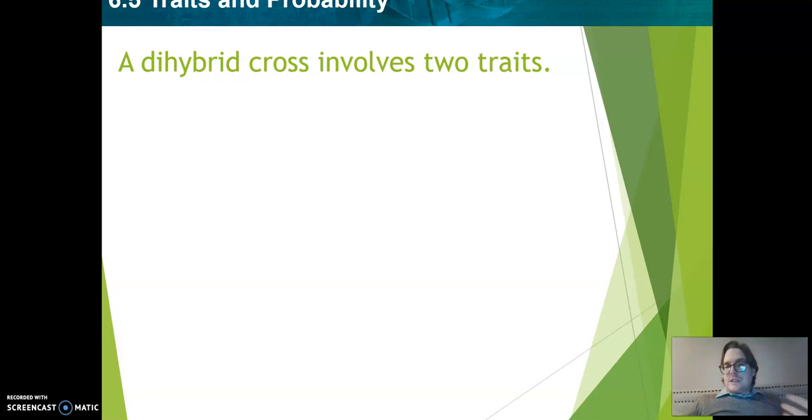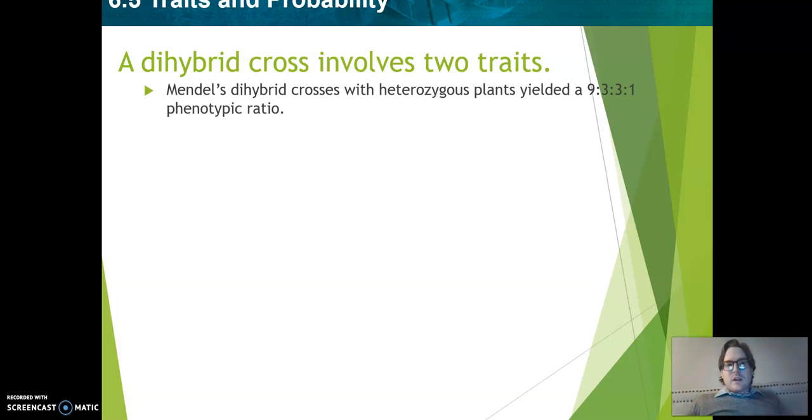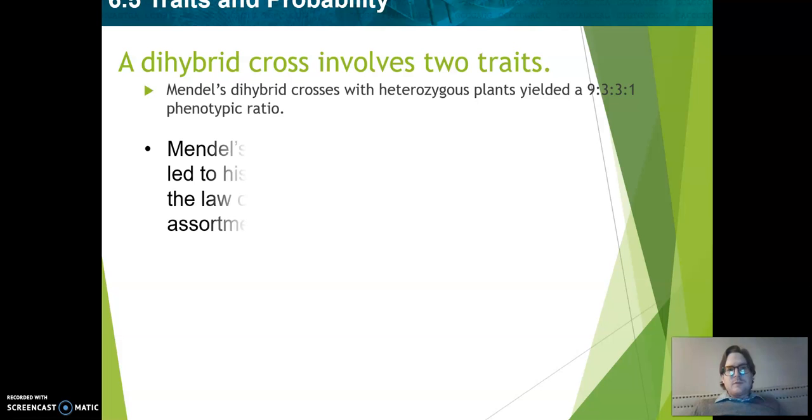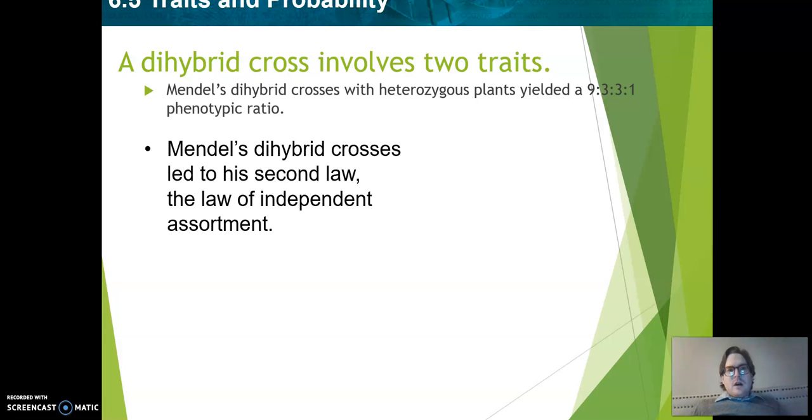It's a bigger Punnett square, 16 spots. Same kind of deal with the ratio and the proportions, and I'll show you an example of that in a second. This is inspired by Mendel. His dihybrid cross with heterozygous plants yielded a 9:3:3:1 phenotypic ratio, which I'll show you in a second.